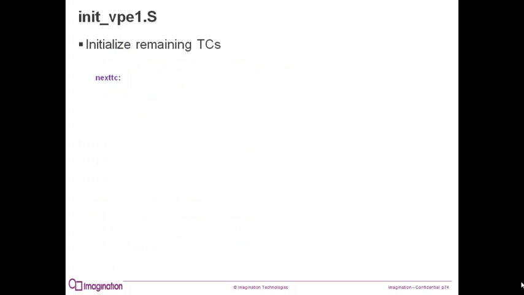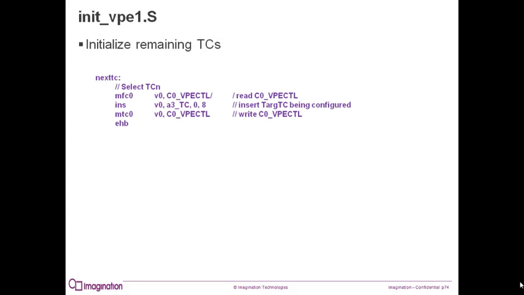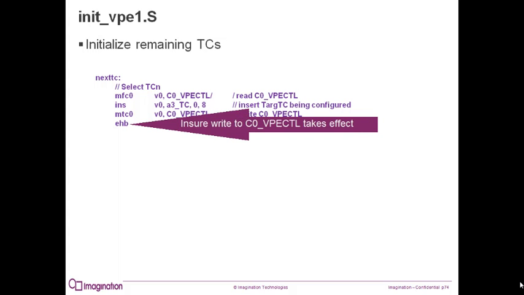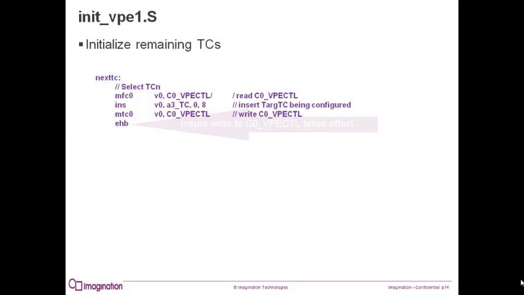This loop will initialize the remaining TCs in the system. The code sets up the target TC field in the VPE control register by reading the register, inserting the TC number into the targ TC field, and writing it back to the VPE control register. Doing this controls which TC the MFTC0 and the MTTC0 instructions write to. This is how the CP0 registers of a TC other than the one executing the code are written. It executes an EHB to ensure the write took effect before it continues.